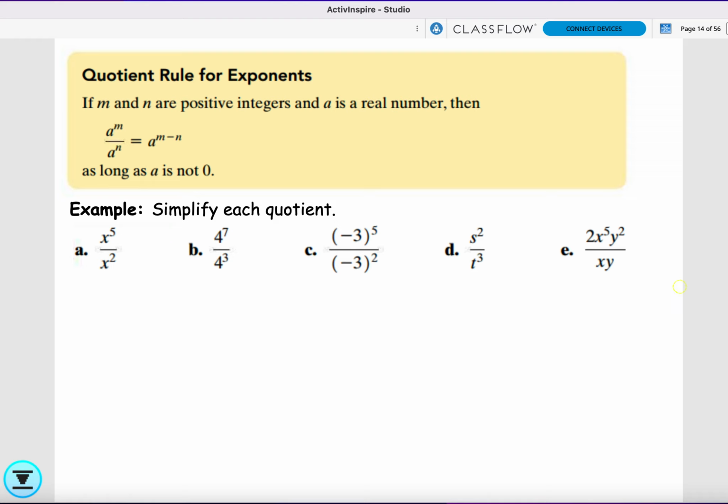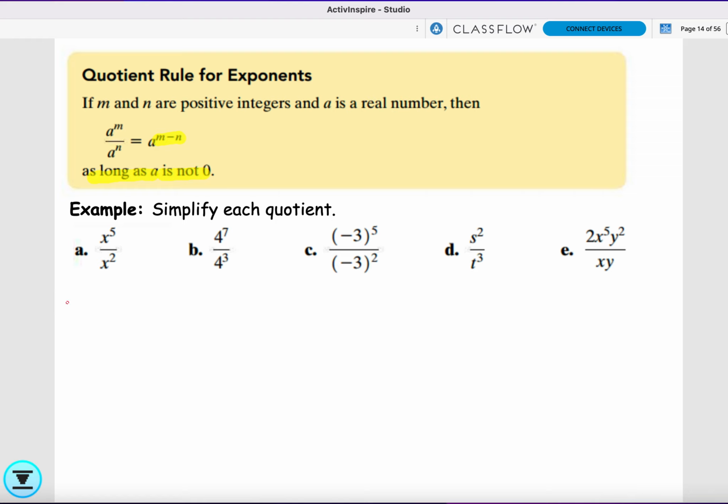Now, the quotient rule for exponents. If m and n are positive integers and a is a real number, then a to the m over a to the n equals a to the m minus n, as long as a is not 0. So when we're dividing the same base, we're subtracting the exponents. So let me show how that looks. x to the 5th over x squared, right? So we have m is 5, n is 2. So we'll do 5 minus 2, which we know is 3. So x to the 3, right? We know that's the answer.